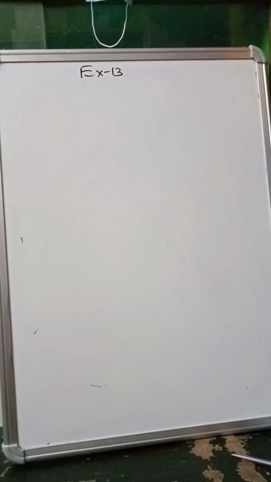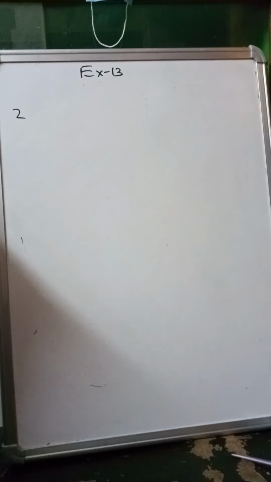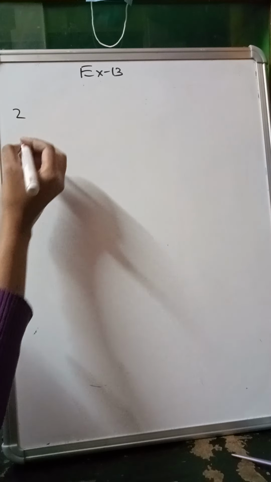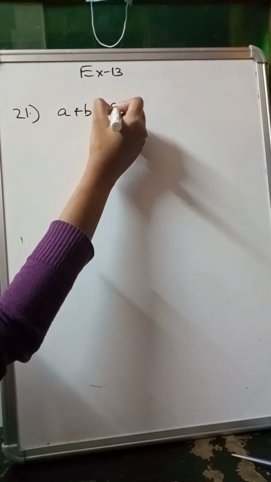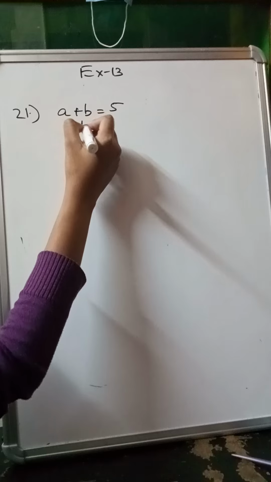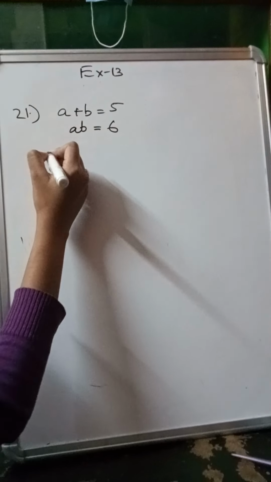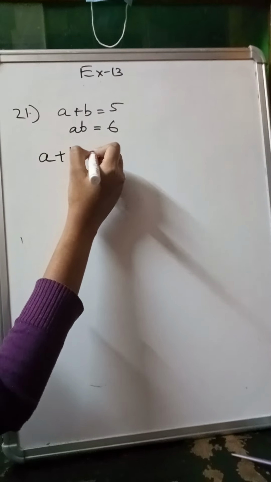So from exercise number 13 we will discuss sum number 21. In sum number 21 it is given, if a plus b equals to 5 and ab equals to 6, find the value of a square plus b square. Okay, so we have been given the value of a plus b. The value of a plus b is 5, and the value of ab is 6.